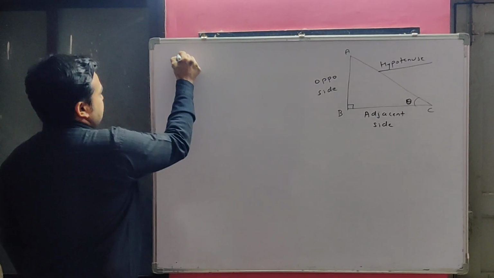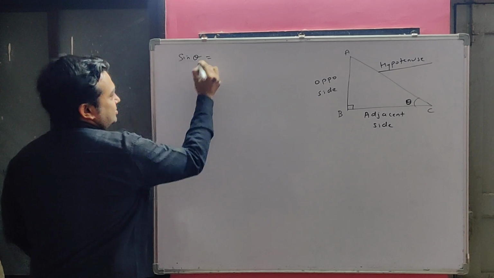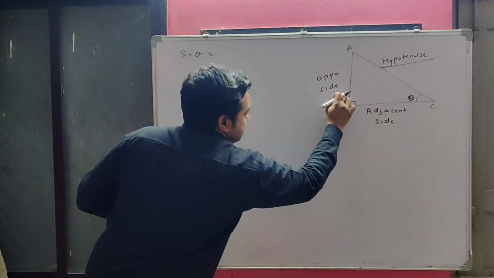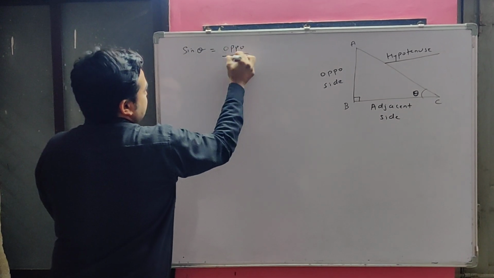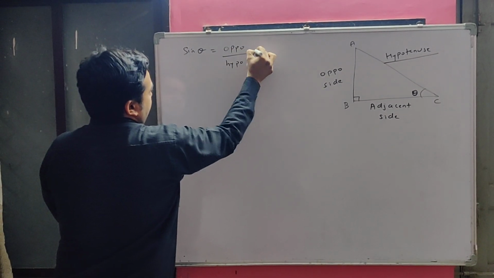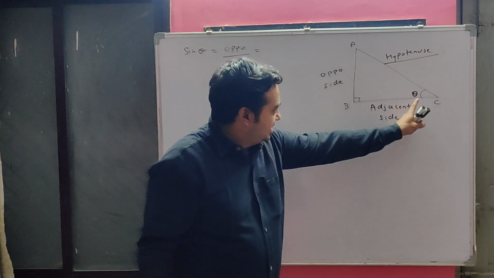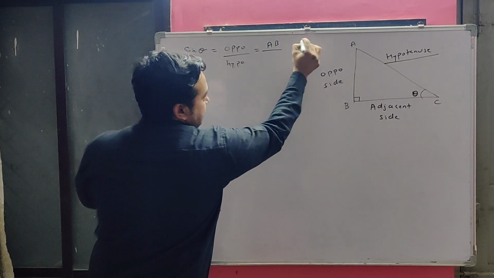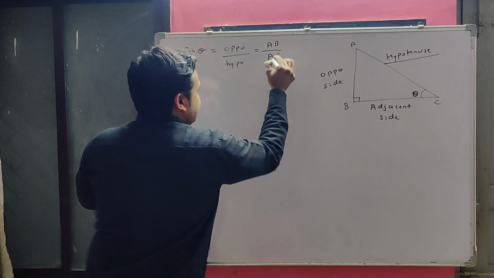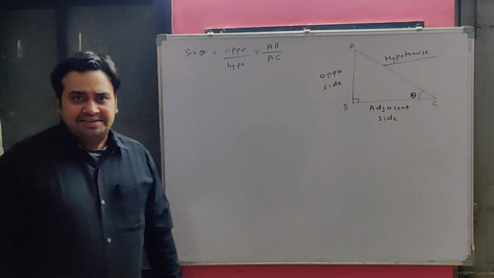So formulas, the first will be the sine theta. For sine theta, the formula is opposite side by hypotenuse. So it will be always opposite side by hypotenuse. So with the triangle we can say theta, opposite side is AB and hypotenuse is AC. This will be formula for the sine theta.